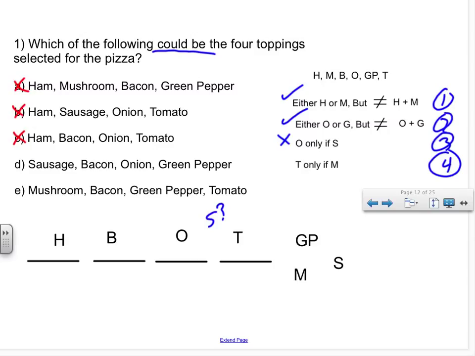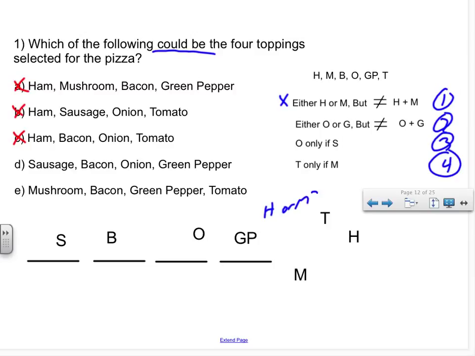And let's take a look at D. D is sausage, bacon, onion, and green pepper. And our green pepper. And let's see if this breaks any of the conditions. So either H or M, well, it breaks condition 1. We don't have H or M. So we can eliminate D.